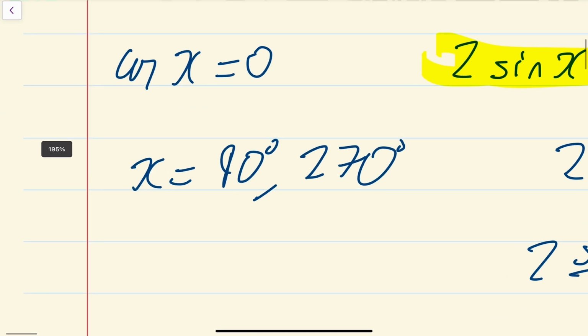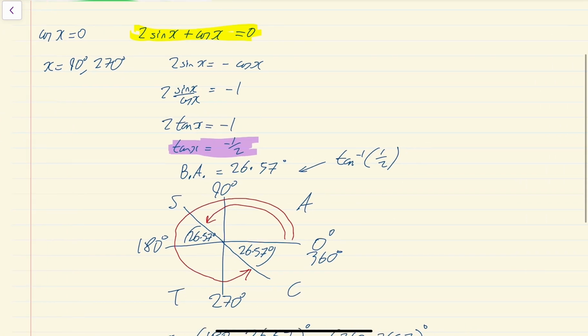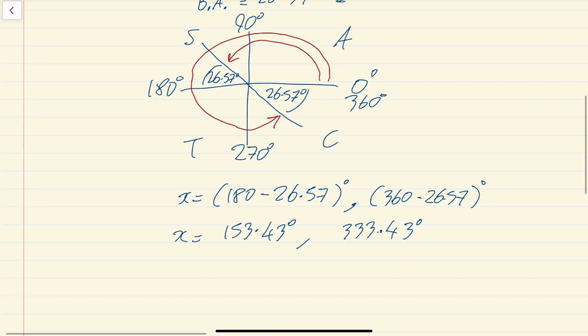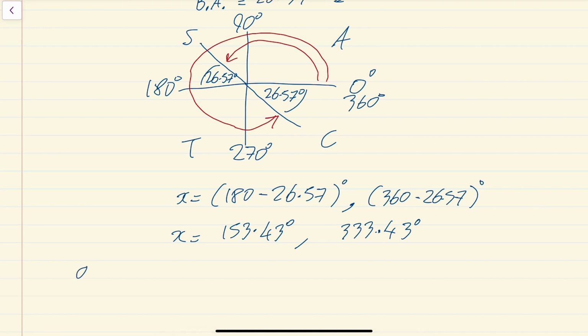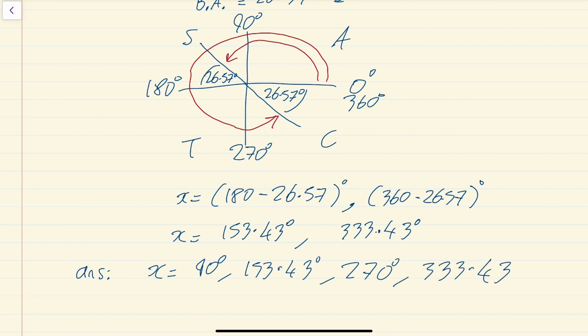So your final answer, pull everything together. Remember earlier on we had the 90 and the 270. We've now got these ones. Let's put them in ascending order. So your final answer, x is equal to, what was our lowest one? 90 degrees, then 153.43 degrees, and then 270 degrees, and then our last one there, 333.43 degrees.